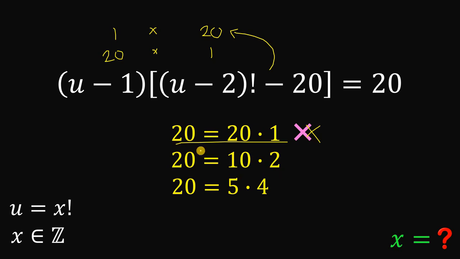Now, how about 10 times 2? So what if this u minus 1 is 10 and the other factor is 2?